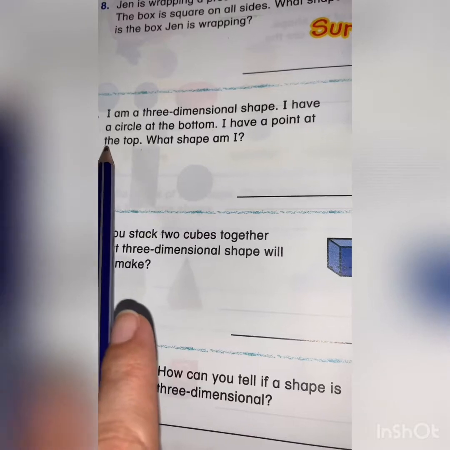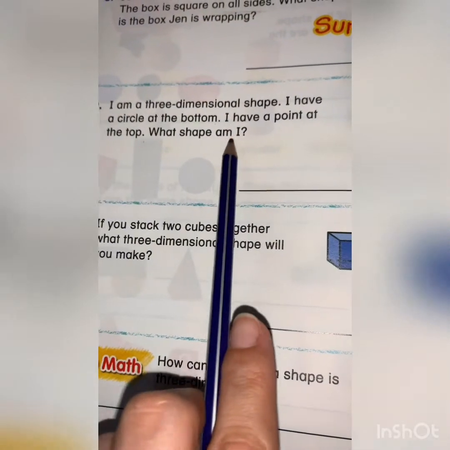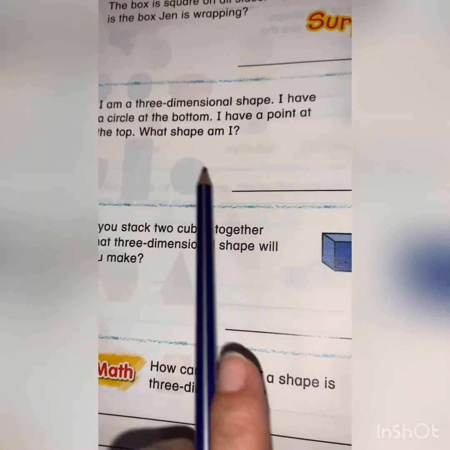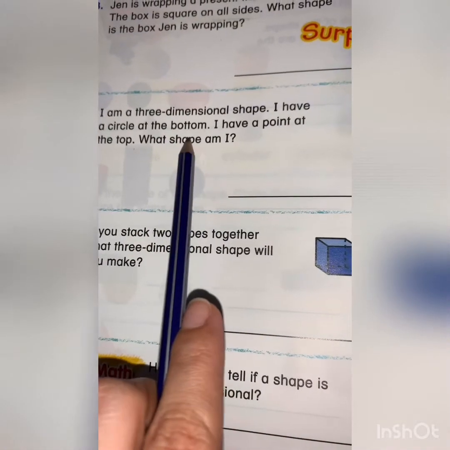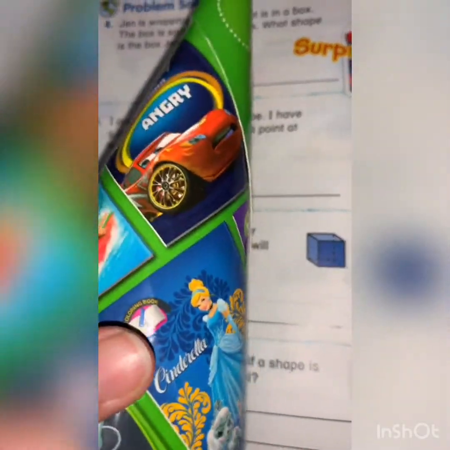As for number 9, on a 3-dimensional shape, I have a circle at the bottom. I have a point at the top. What shape am I? So it's very easy. Has a circle at the bottom, a point at the top, and you can wear it on birthdays. Yes, what is it? Good job, it will be cone.